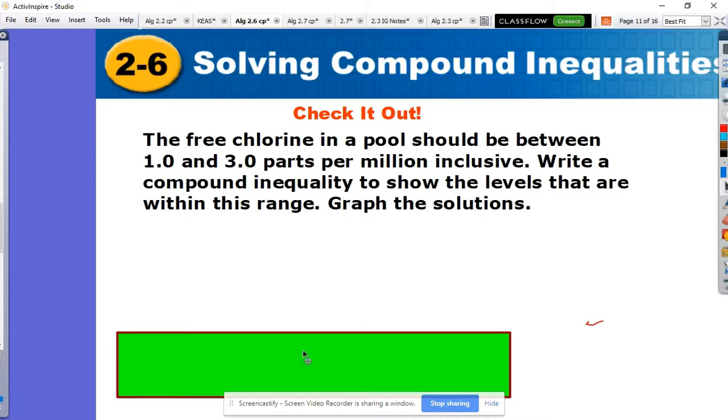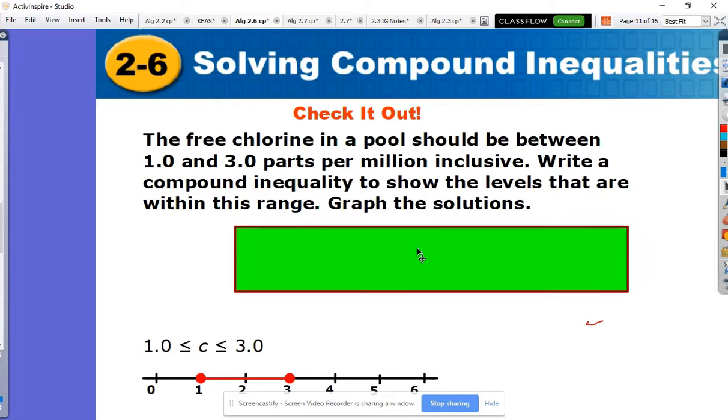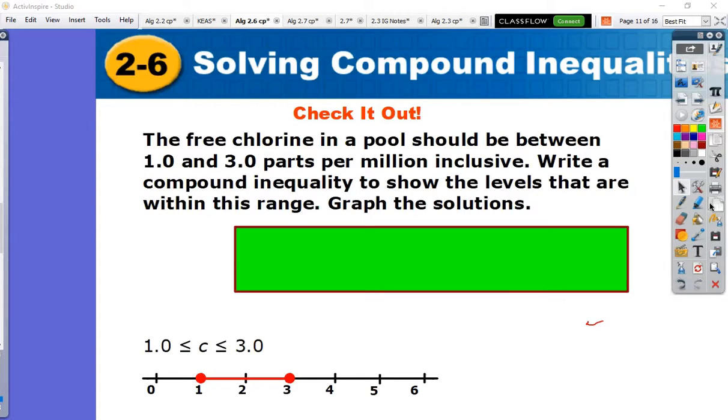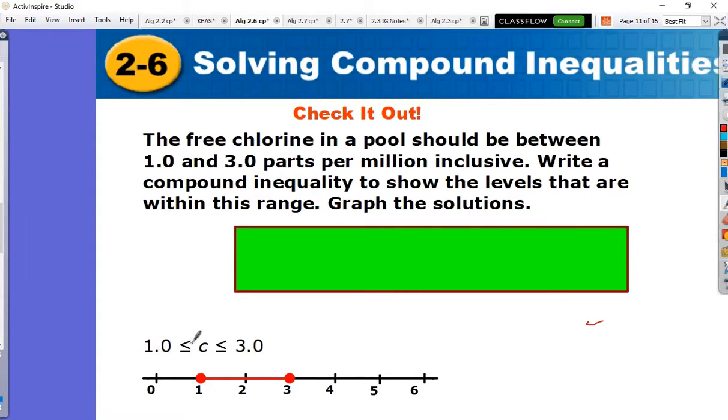Okay, now let's check out the solution here. All right, so here we have 1.0 for the low end, and C is greater than or equal to 1.0. C is also less than or equal to 3.0. Okay, that's how many parts of chlorine there could be. If we graph this, it can equal 1, it could equal 3, and it could be anything in between 1 and 3. All right, that's all you guys got for today.